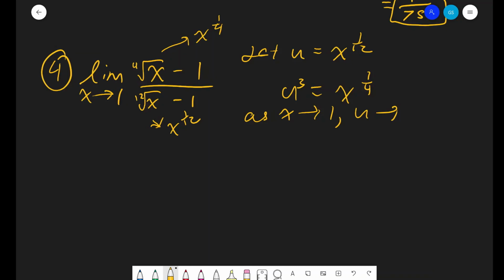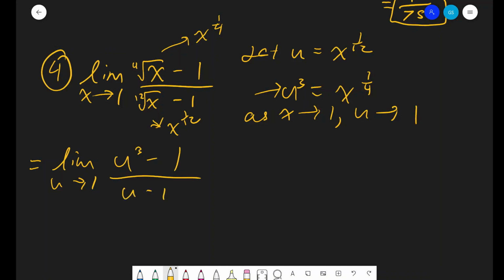Okay, the good thing about 1 is you could raise it to whatever power, and it's still going to give you 1. So as x is approaching 1, u is approaching 1. So we just plug that all in. The limit of u approaching 1, x to the 1/4 is defined as u cubed, so we have u cubed minus 1. And then x to the 1 over 12 is defined as u minus 1.